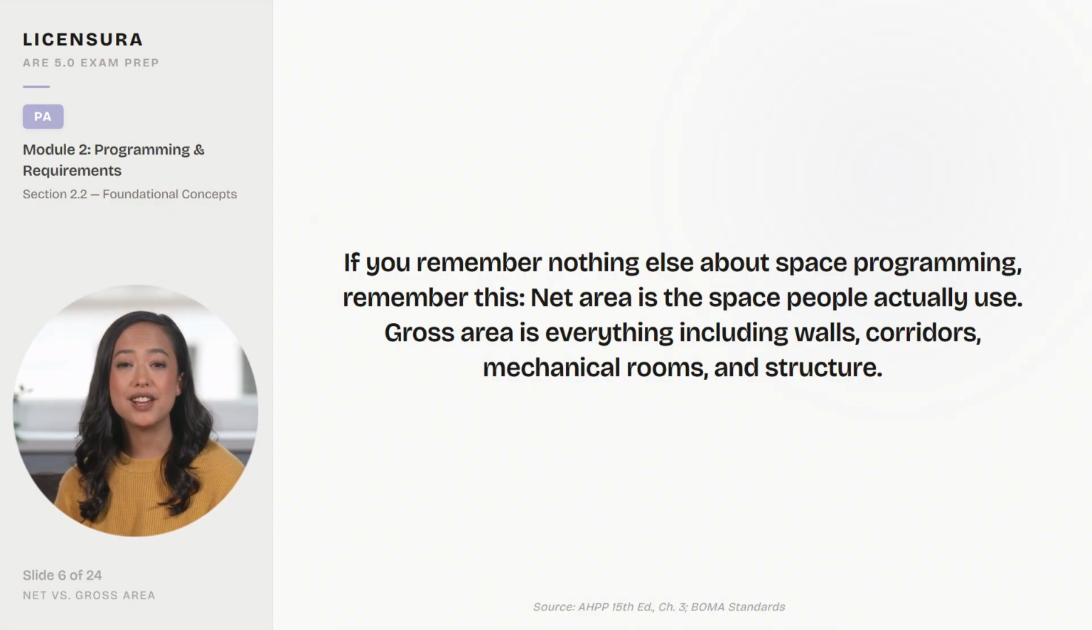If you remember nothing else about space programming, remember this. Net area is the space people actually use. Gross area is everything including walls, corridors, mechanical rooms, and structure. The ratio between them determines whether a building is efficient or wasteful.